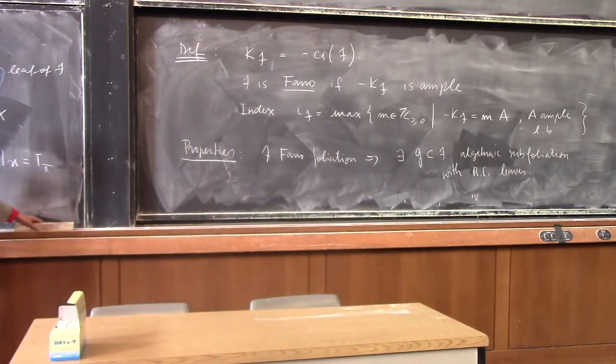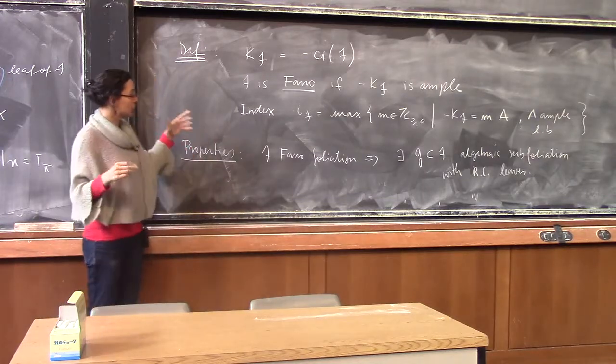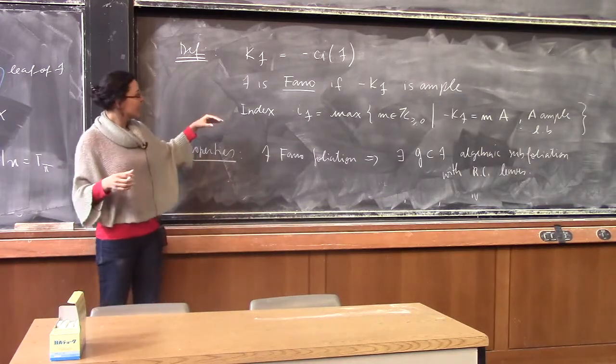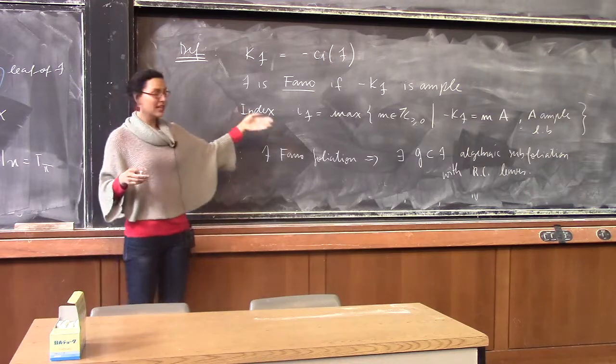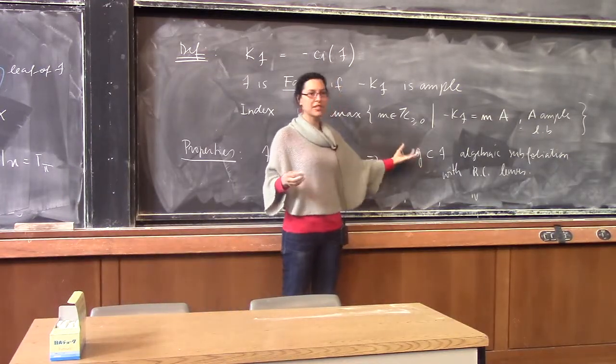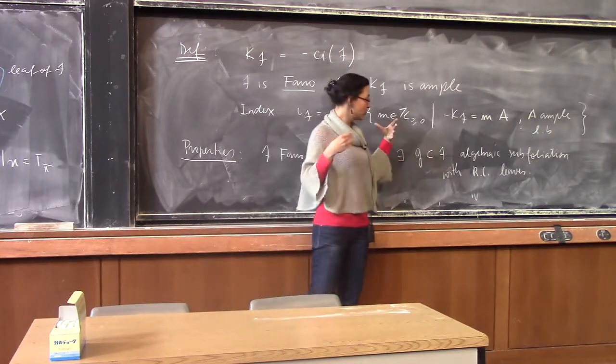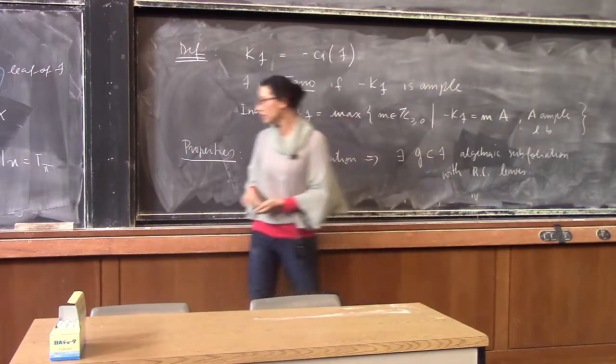And the philosophy, or the rough idea that I want to express, is that the higher the index, the higher the rank of this subfoliation G. So when the index is very high, F will tend to be very algebraic.